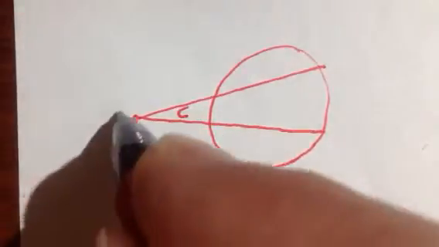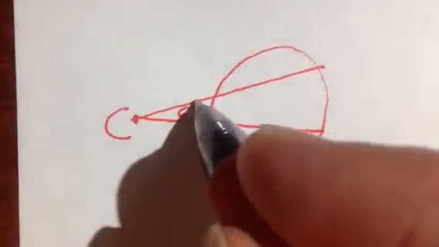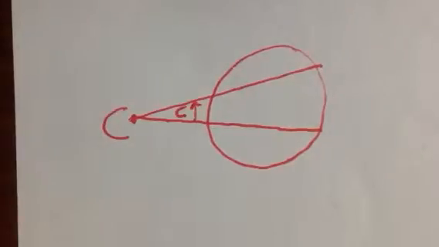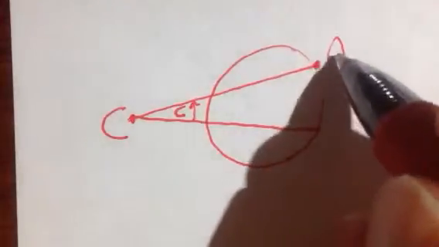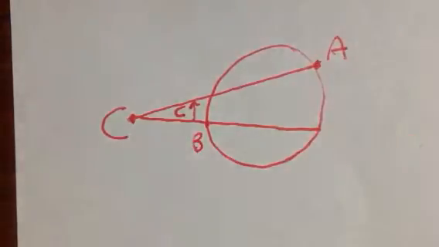Let's say this is point C. Let's talk about the angle little c. How can we express the angle little c in terms of intercepted arcs? Well, once again, let's choose some points and name them. Let me call this point A, and let me call this point B, just to give some names here.